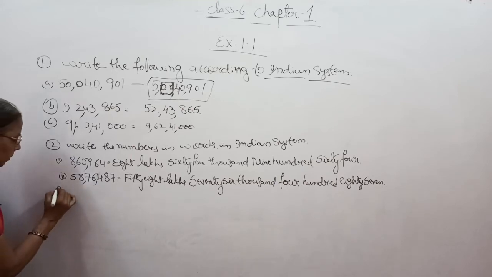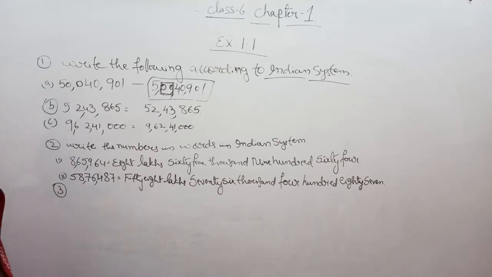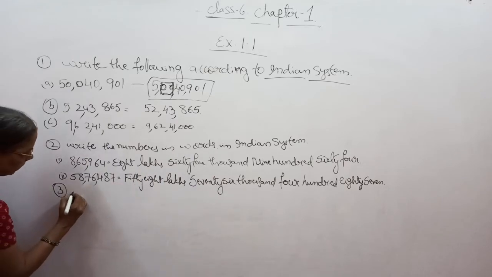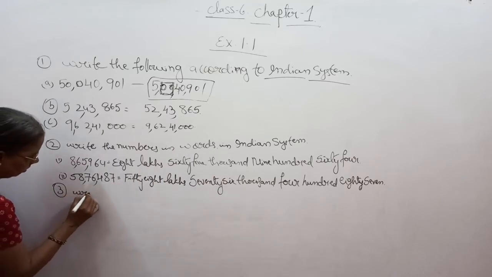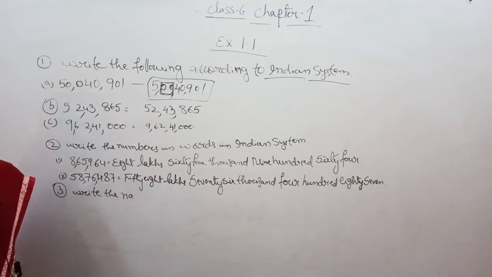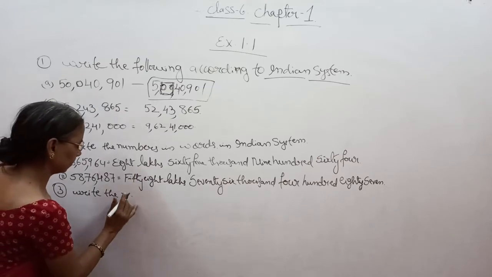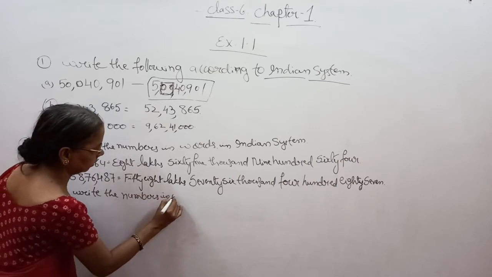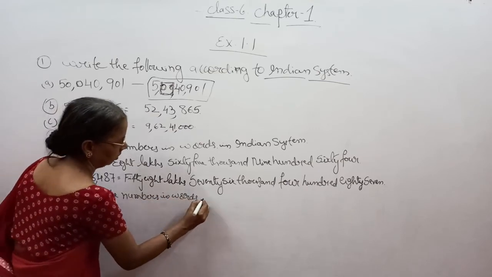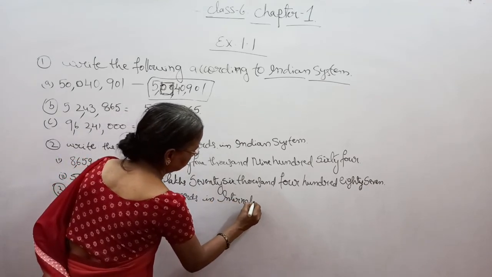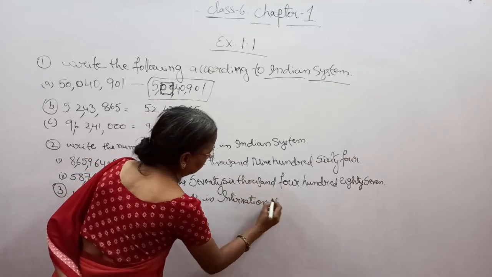Again, question number 3. Write the following numbers in words in the international system. Now, we have written in the Indian system. Now, we are going to write in the international system.